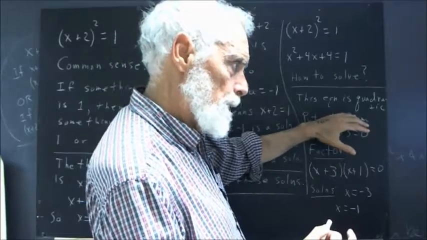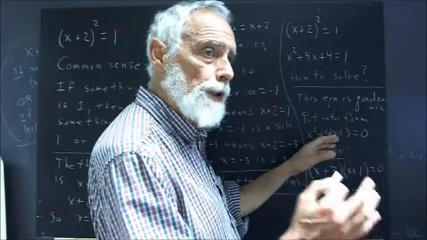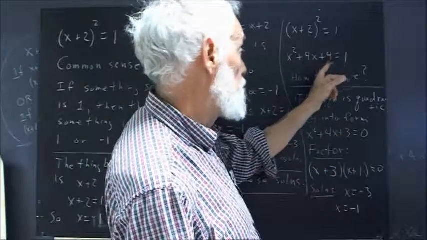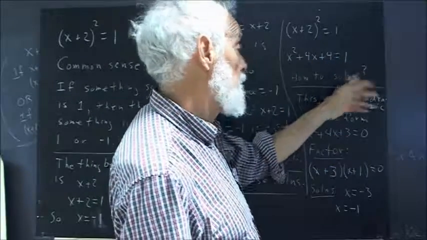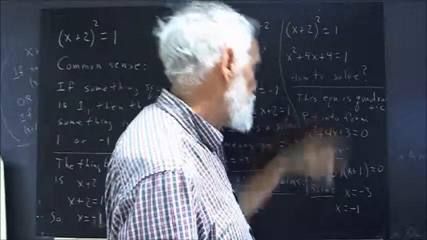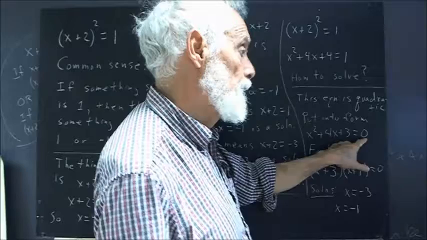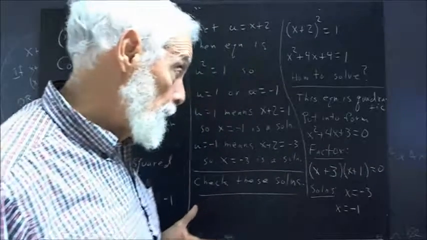The standard form is ax squared plus bx plus c equals 0. We've got ax squared plus bx plus c equals 1. How do we get it into that form? Subtract the 1 from both sides, and we get x squared plus 4x plus 3 equals 0. Now what can we do with that?